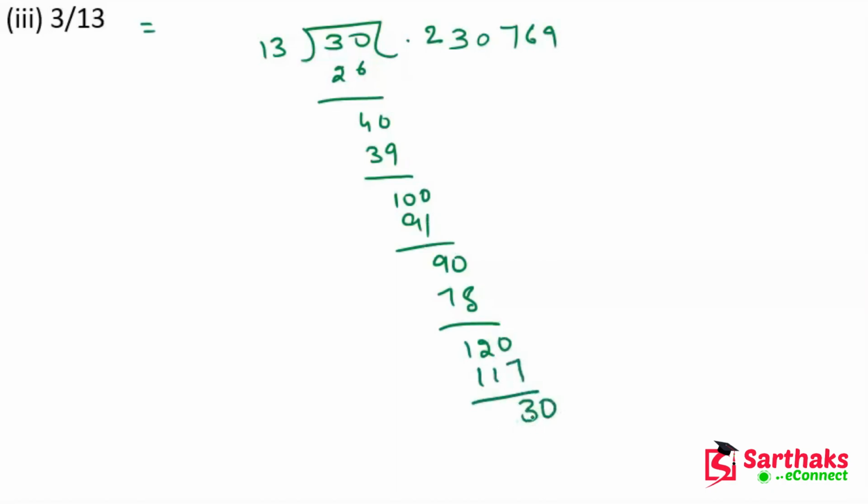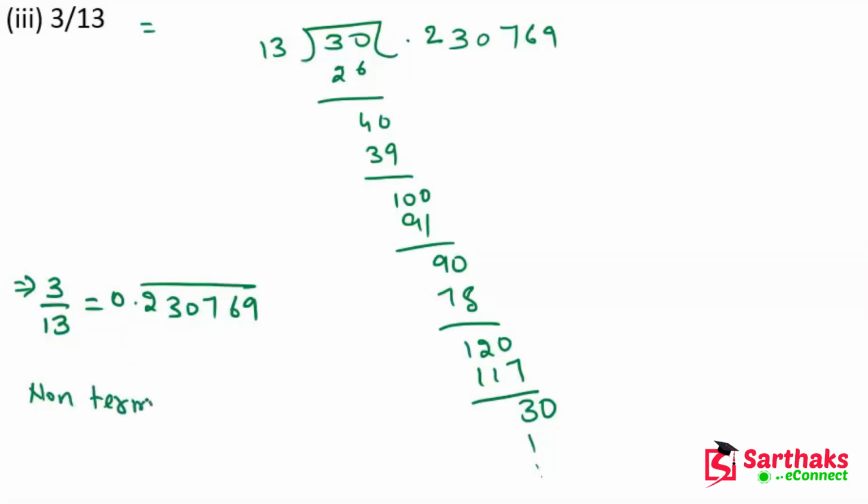So now this becomes our first step. Here is 30 and here is 30, so now the next step will be repeating. So we get 3 upon 13 is equal to 0.230769 bar. After this it is repeating. So this is non-terminating and repeating. I hope you get this point.